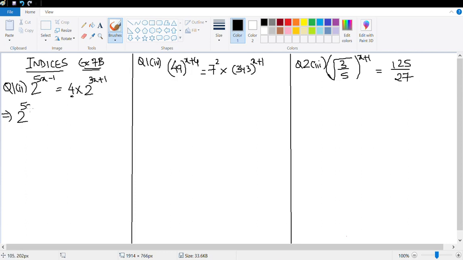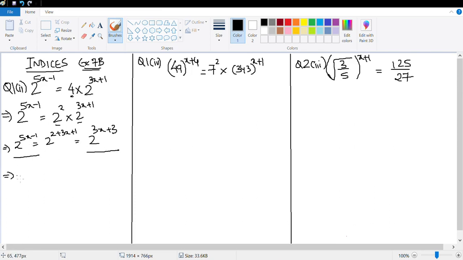So 2 to the power 5x minus 1 is equal to 2 square multiplied by 2 to the power 3x plus 1, which means 2 to the power 5x minus 1 is equal to 2 to the power 2 plus 3x plus 1. This is the same multiplication sign, so I'll add this, which is equal to 2 to the power 3x plus 3. Now this is left hand side, this is right hand side, but since base is the same, therefore 5x minus 1 is equal to 3x plus 3.